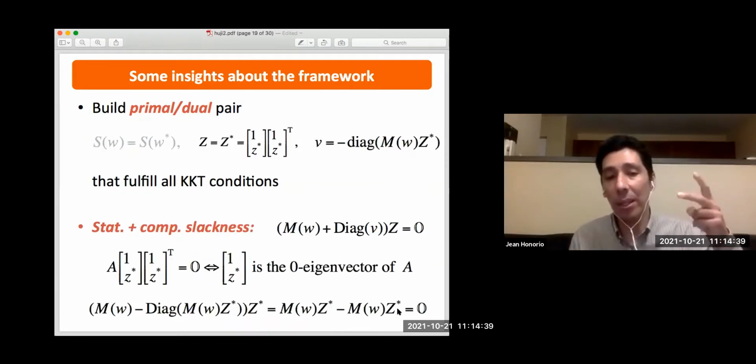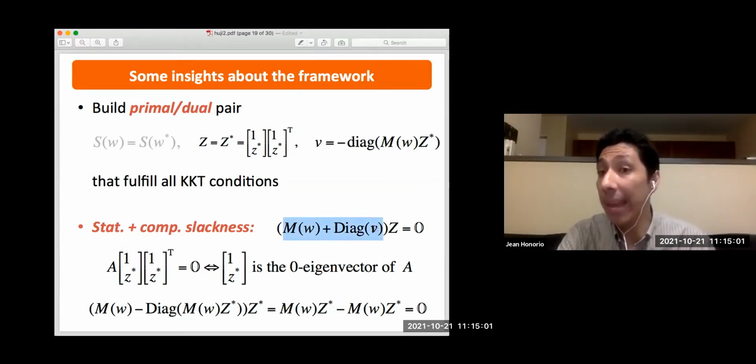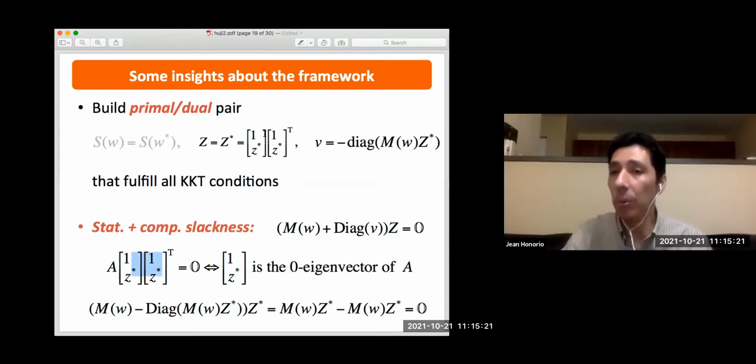So let me now go quickly with the next condition. We already tackled 1, 2, 3 kind of conditions. Now there is the next one, which is the stationarity and complementary slackness. And in this one, if you remember, we need MW plus diagonal nu times Z to be a matrix of zeros. Now, let's assume that the whole first part here, the MW plus diagonal nu, let's call that matrix A. And remember that I am setting Z equal to Z star, which is this rank 1 matrix. So this is here in my slide. The Z is what I am putting already here because that's what I want to get. So I'm setting that variable to that particular value.